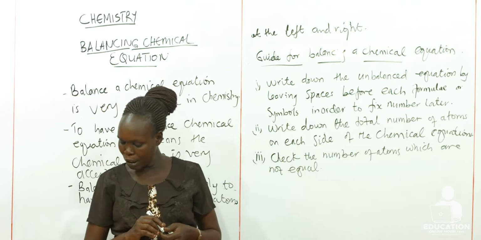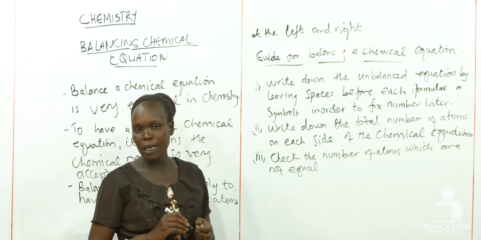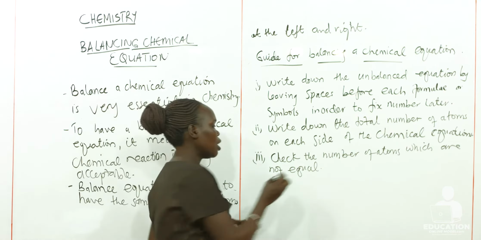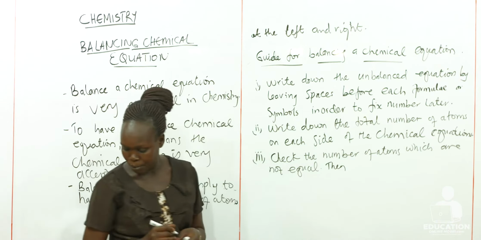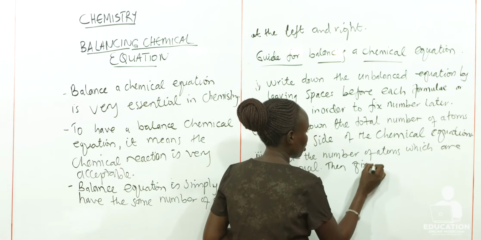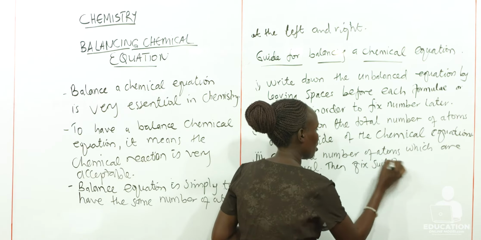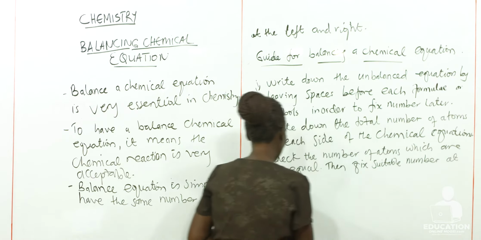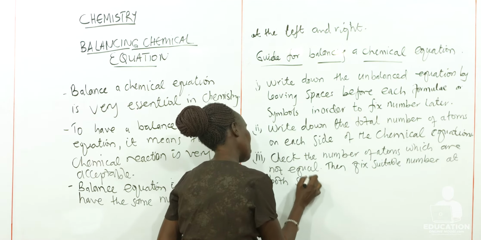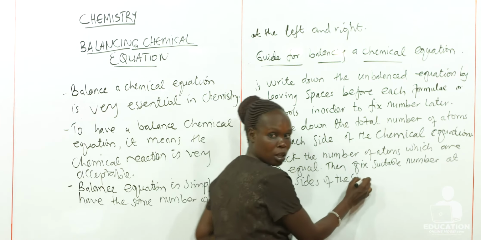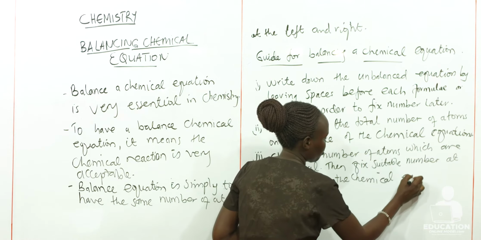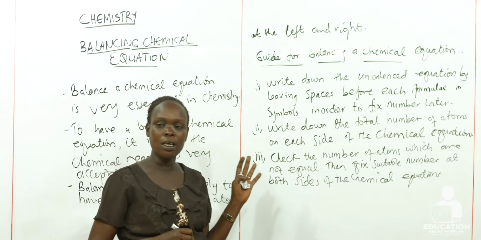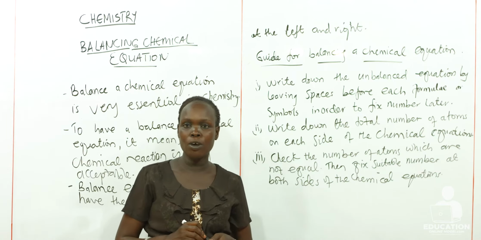So you fix suitable numbers in front of the symbols or formulas to make the atoms on both sides equal. After checking the number of atoms which are unequal, then you fix suitable numbers at both sides of the chemical equation. So you need to fix the numbers which are less at both sides to equalize the number of atoms.